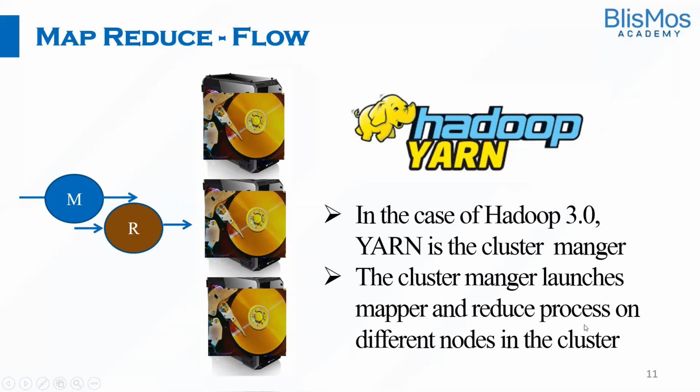What it does is the cluster manager launches the mapper and reducer processes on the different nodes in the cluster. Depending upon the space availability and memory availability, the cluster manager would go and launch these mappers and reducers on the different nodes in the cluster. That is how the whole process of mapping and reducing is happening to compute the final result.